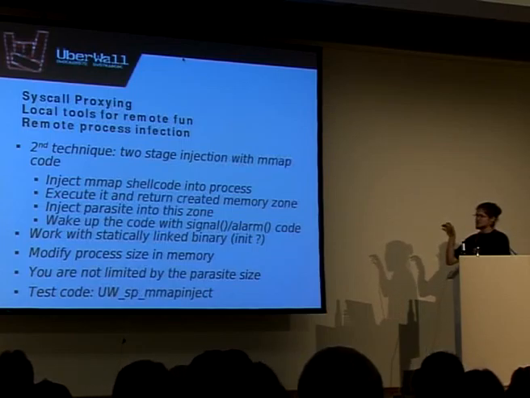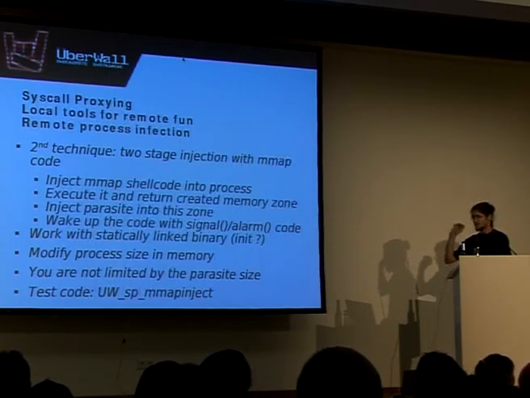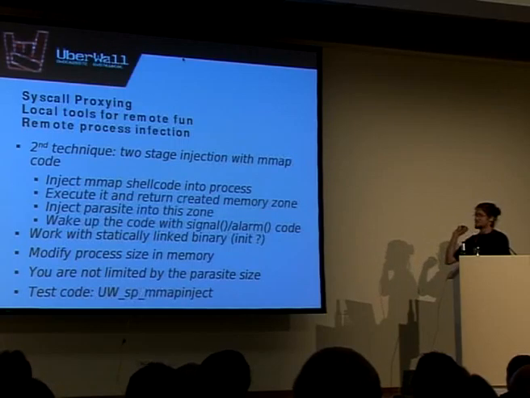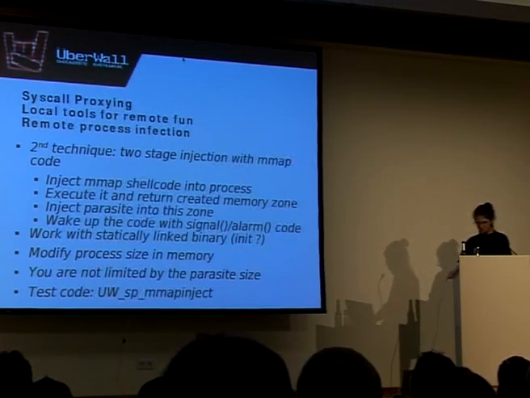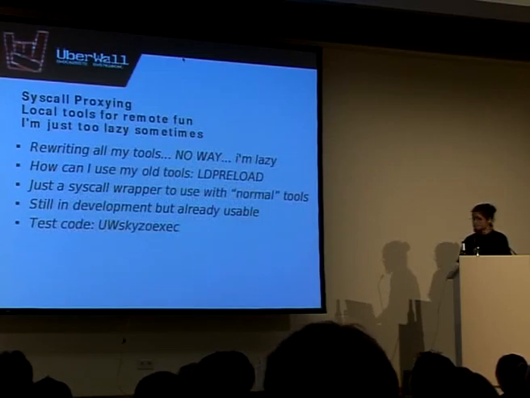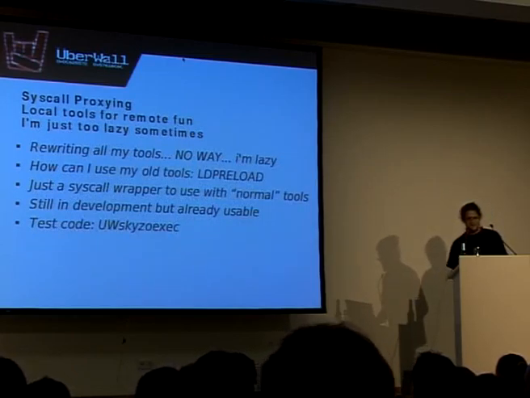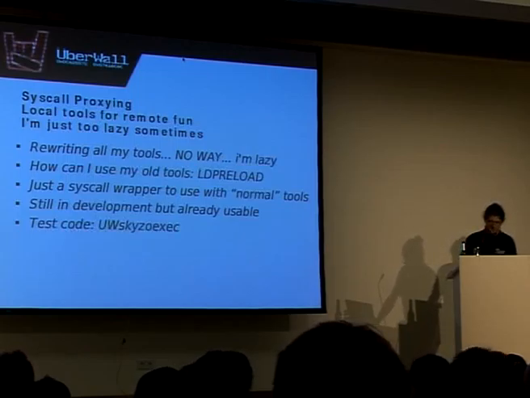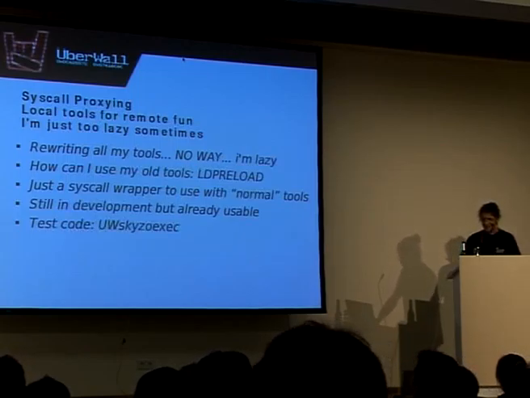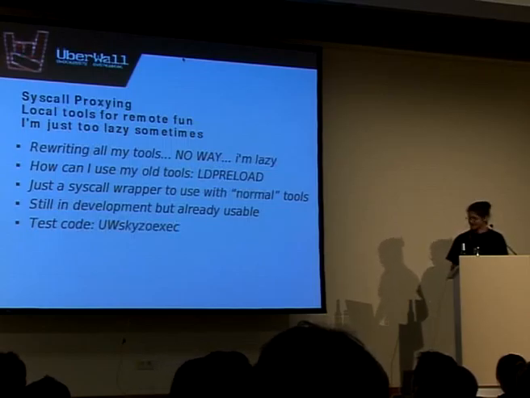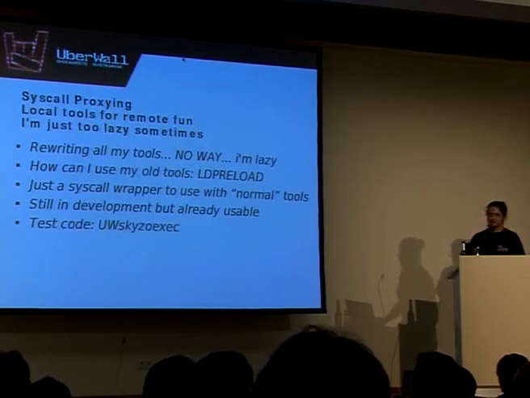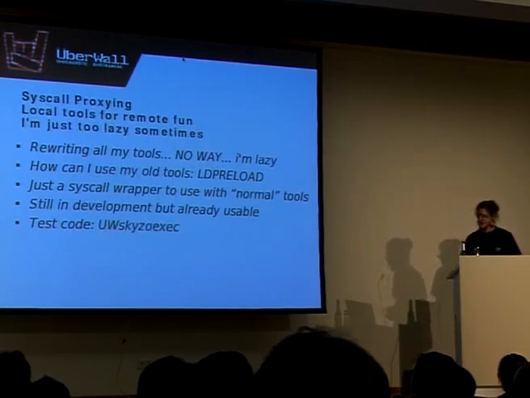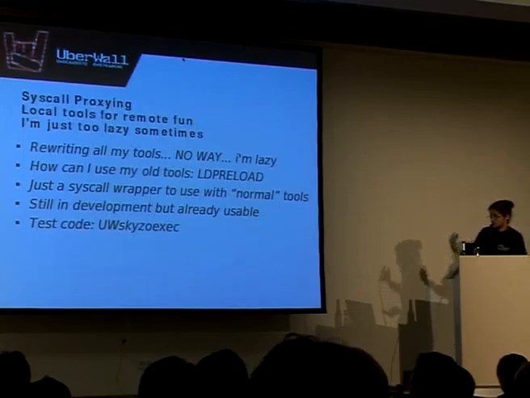The test code is a connect-back shellcode executed every minute. It tries to connect to you and provide you shell access. So that was the work, more or less. But I think most of us are really lazy guys, and I really hate rewriting code with my own library. Really lazy guy. So how can I use my old tools like nmap, telnet, SSH, whatever you want? The only possible way is LD_PRELOAD.